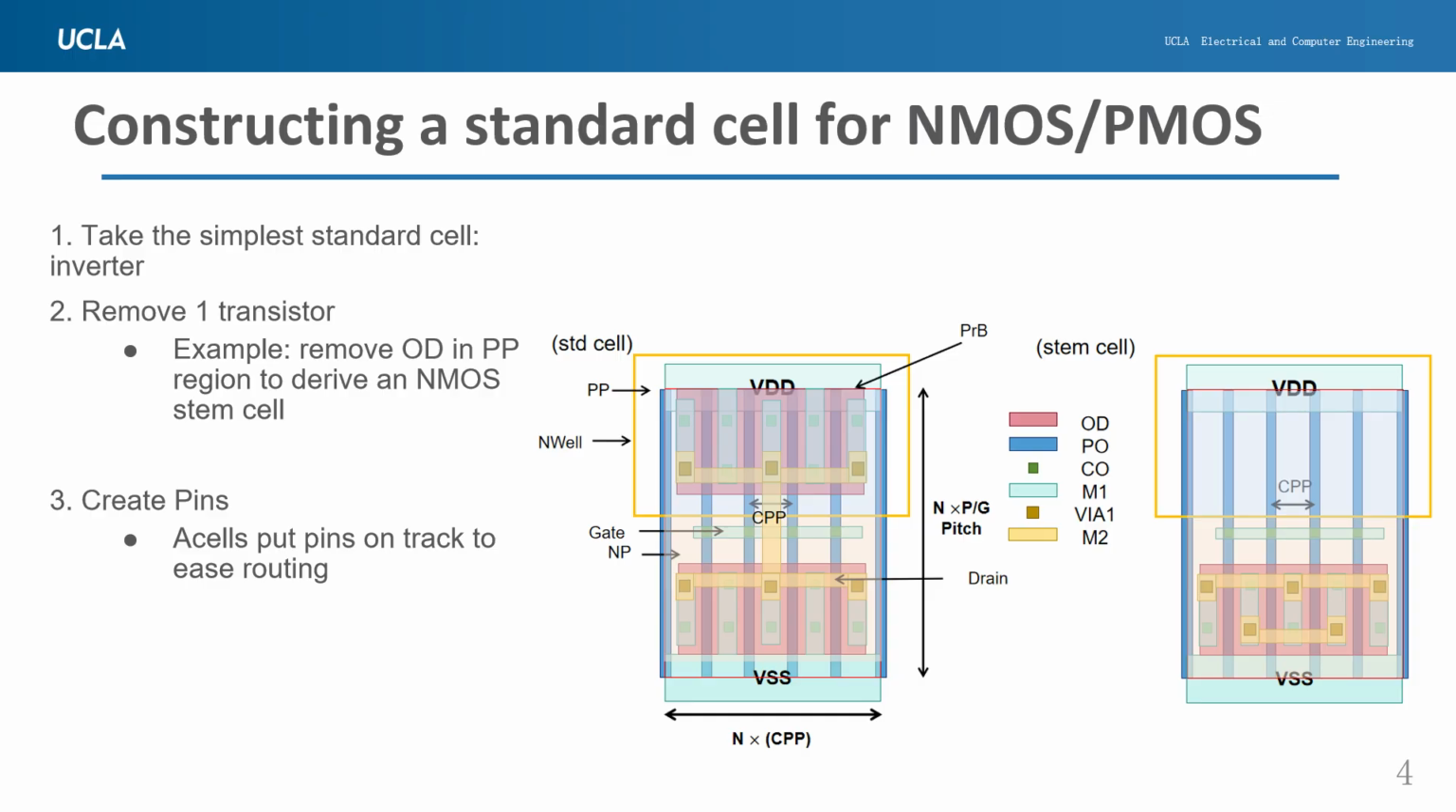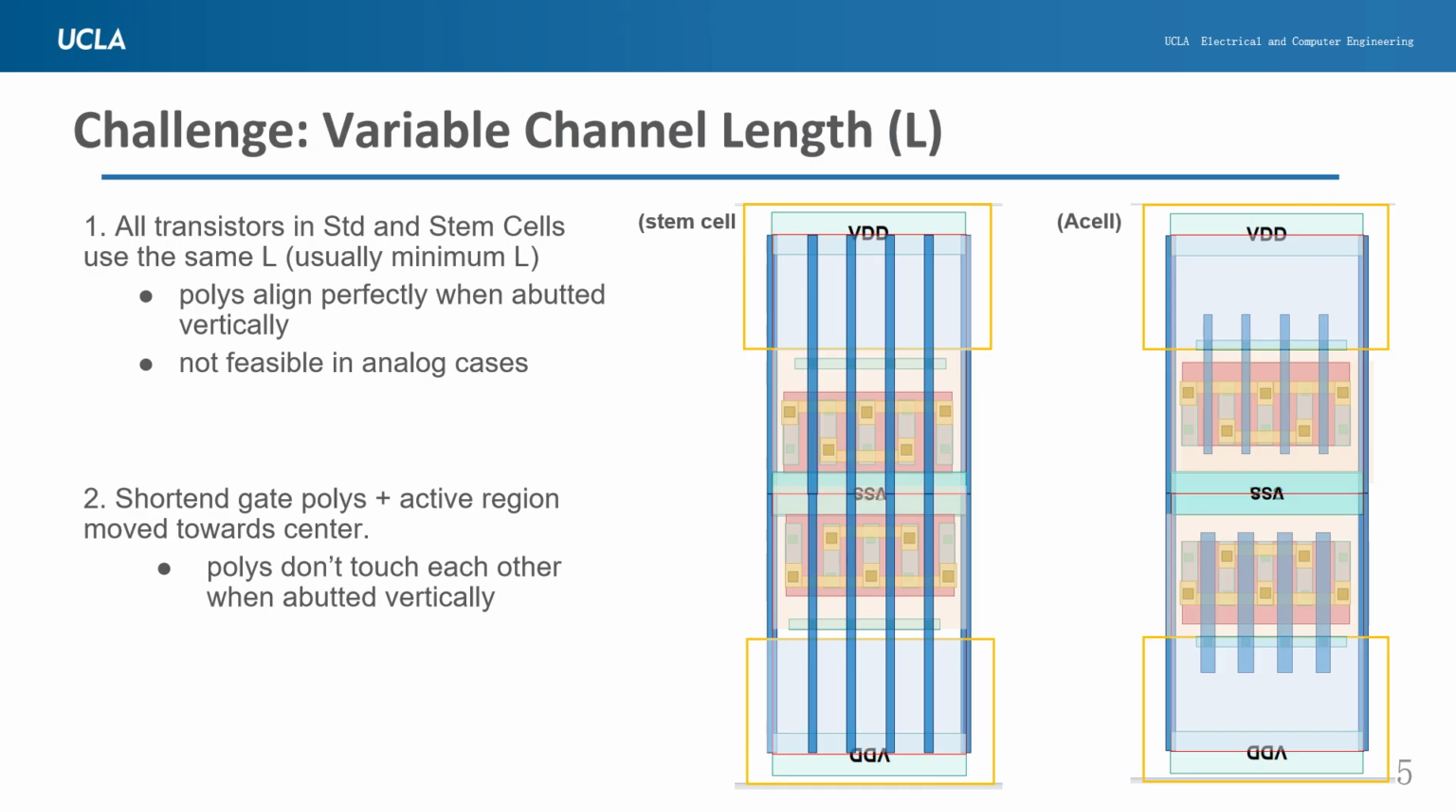And there are a few challenges that standard cells as well as the stem cells both face, because stem cells are directly inherited from standard cells by removing half of the active region. The first is that all transistors in standard cells and stem cells use the same L, channel length. The reason for that is because the polys will align perfectly when abutted vertically, as shown here. However, this is not quite feasible in analog cases because analog circuits use very short channel length devices as well as very long channel length devices.